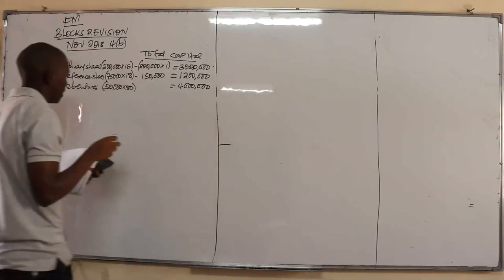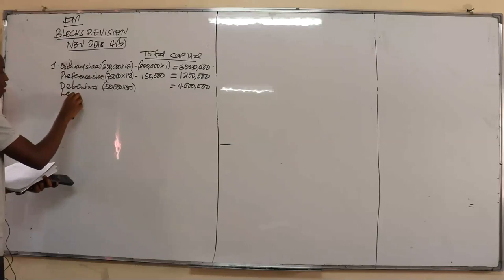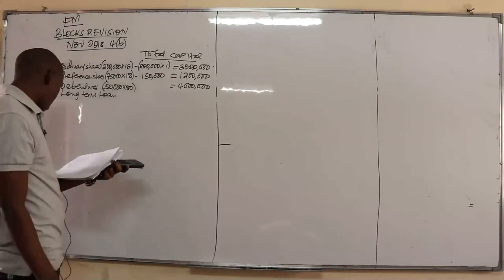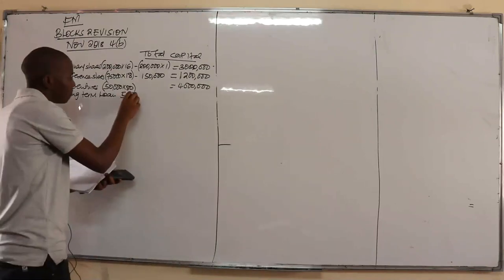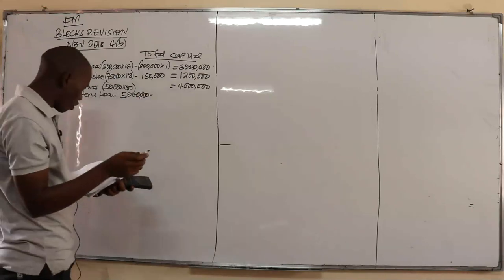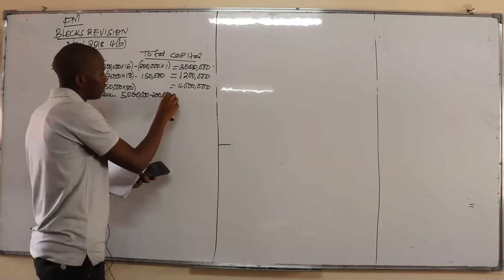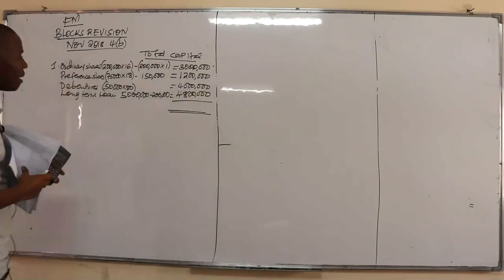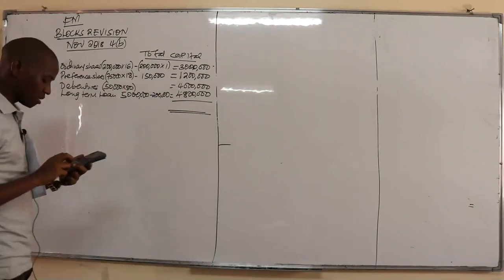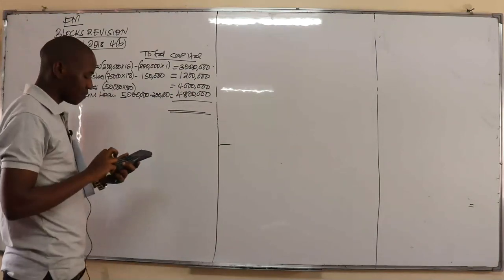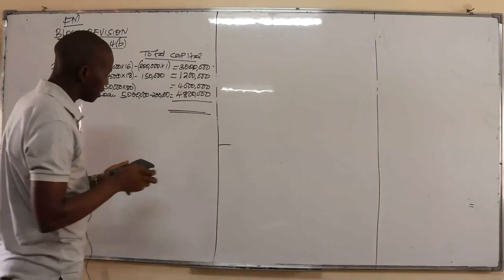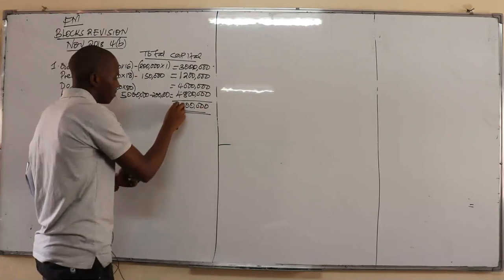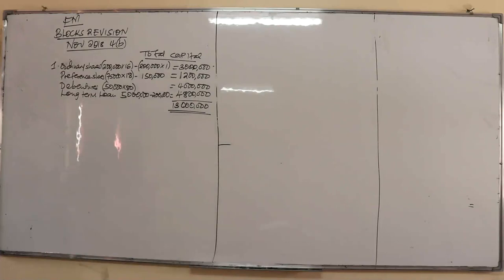million. The last one is the bank loan, that is the long-term loan. For the long-term loan, they will borrow 5 million but incur a flotation cost of 200,000, which will just be 4.8 million. So the total capital, after flotation cost, is 3,000, you add 1,200, you add 4,000, then you add 4,800, which will be 13 million. That is how you get that.